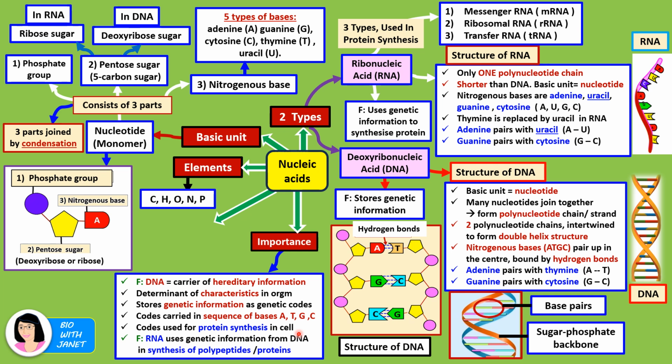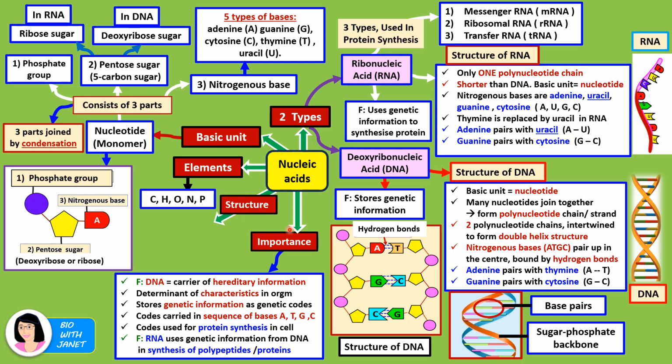The codes are used for protein synthesis in the cell. Okay, so DNA stores the genetic information or code for protein synthesis in the cell, whereas RNA uses this genetic information from DNA. It copies the genetic information from DNA in the nucleus and brings it out to the ribosome to help in the synthesis of polypeptides. And then when these polypeptides are formed, there may be some folding and some more change in structure, then proteins will be produced.